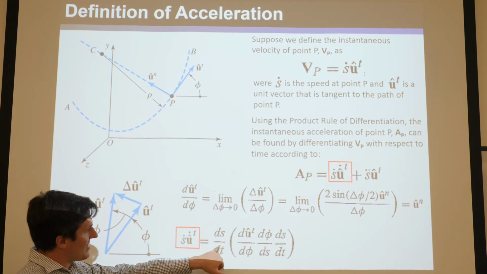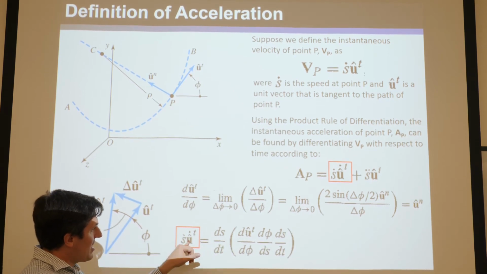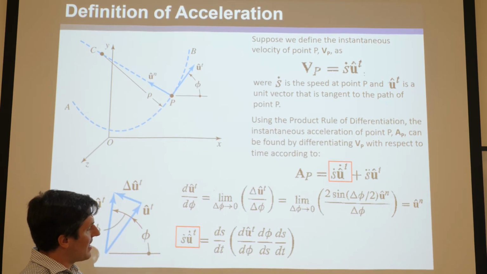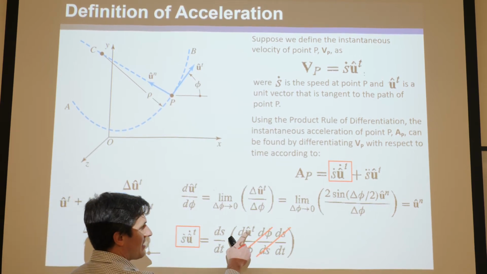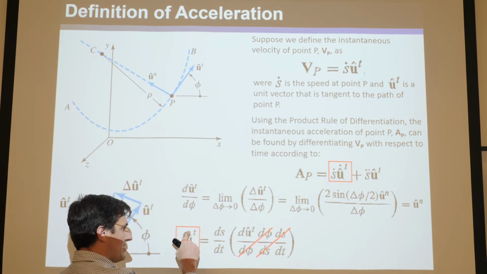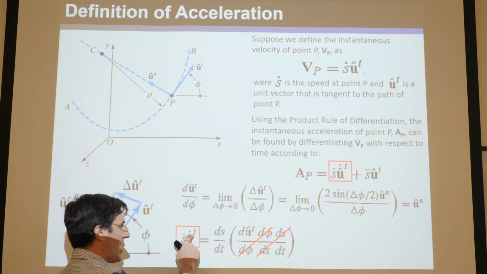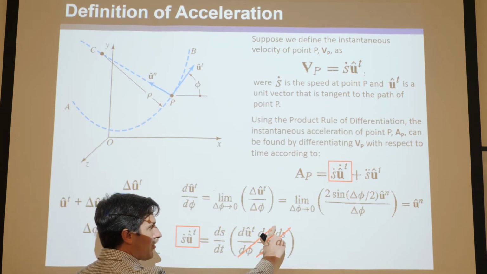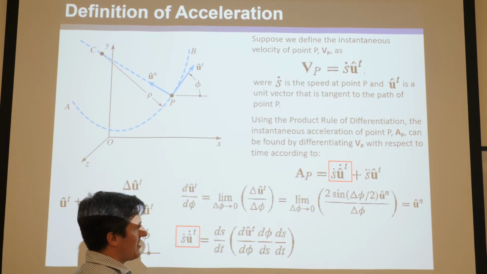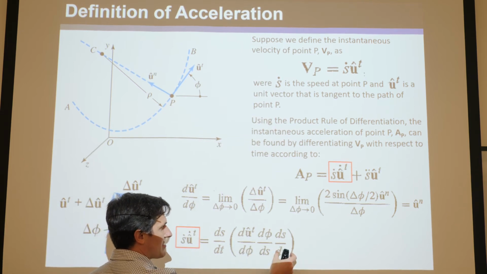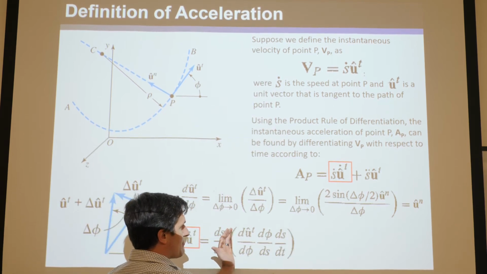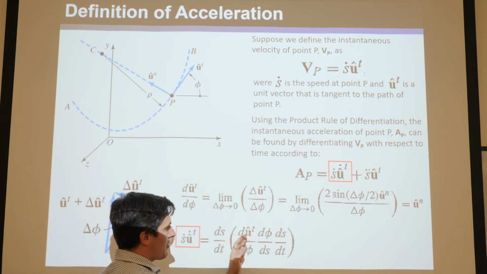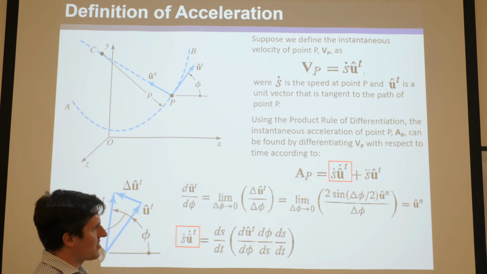Let's look at another interesting mathematical relationship here. S dot is, of course, ds divided by dt. And u hat t is, of course, this. U hat t dot is the derivative of u hat t with respect to time, which you can see is here. But using the chain rule, we can block these out, and you can see those would cancel. So this here in the parentheses might as well just be u hat dot.